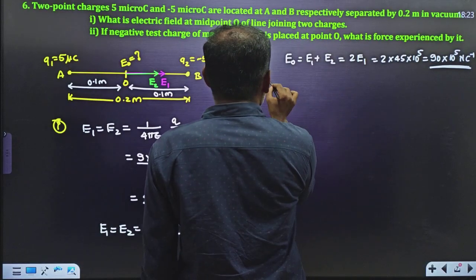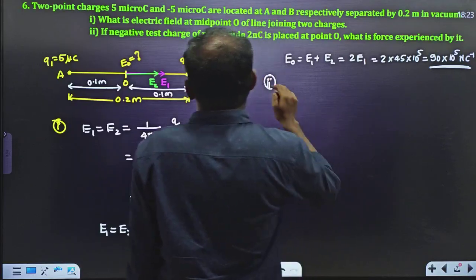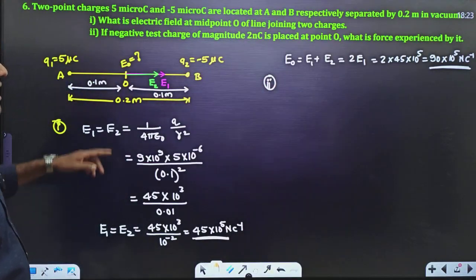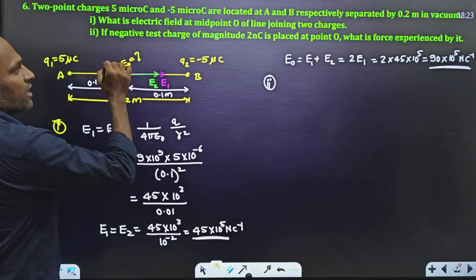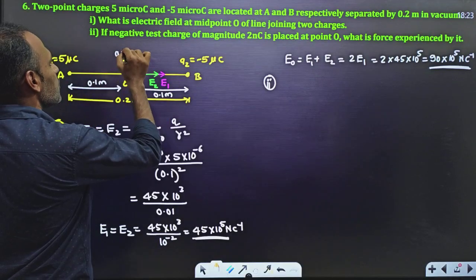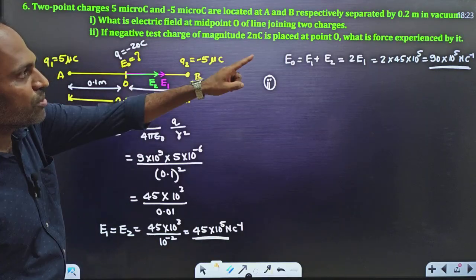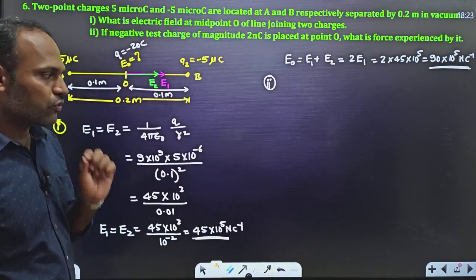Second question, they are asking us if a negative test charge of magnitude 2 nanocoulomb is placed at point O, how much will be the force experienced by it? How much is the force experienced?